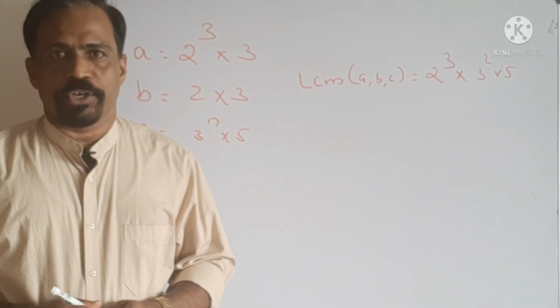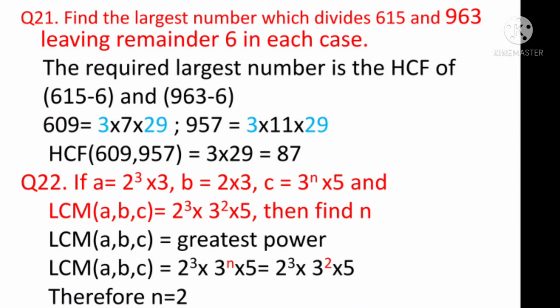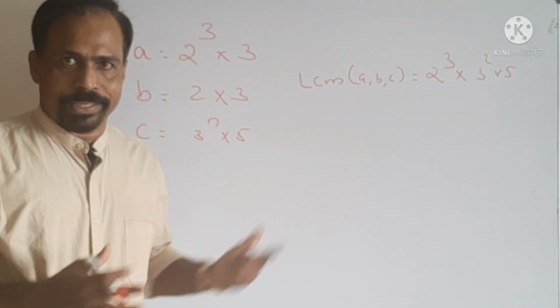Now let us do question number 22. It says that if A is equal to 2 cube into 3, B is equal to 2 into 3, C is equal to 3 to the power n and 5, and the LCM of these three numbers A, B and C is 2 cube into 3 square into 5, then we have to find the value of n. Now we know that the LCM will be the greatest power in all three cases.